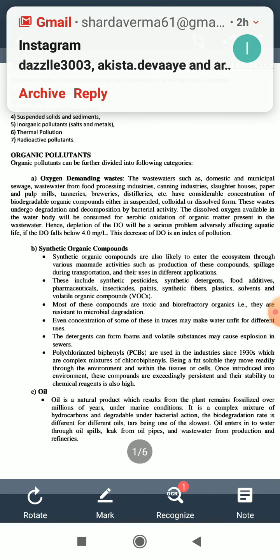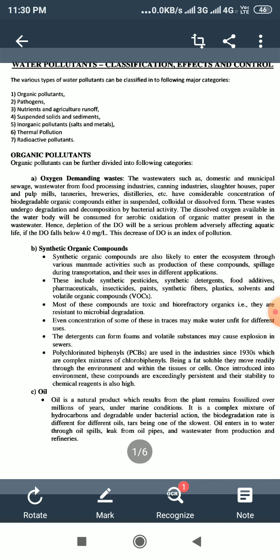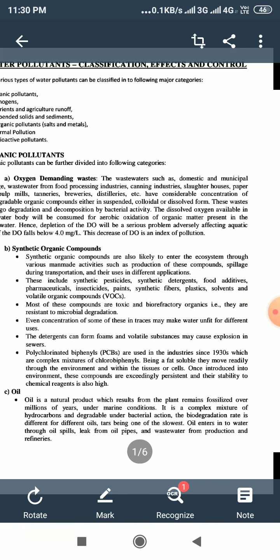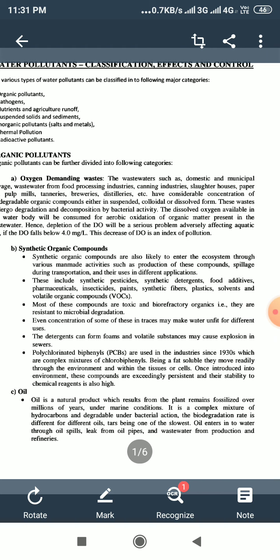B is synthetic organic compounds. Synthetic organic compounds are likely to enter the ecosystem through various man-made activities such as production of these compounds, during transportation, and their uses in different applications. These include synthetic pesticides, synthetic detergents, food additives, pharmaceuticals, insecticides, paints, synthetic fibers, plastics, solvents, and volatile organic compounds.